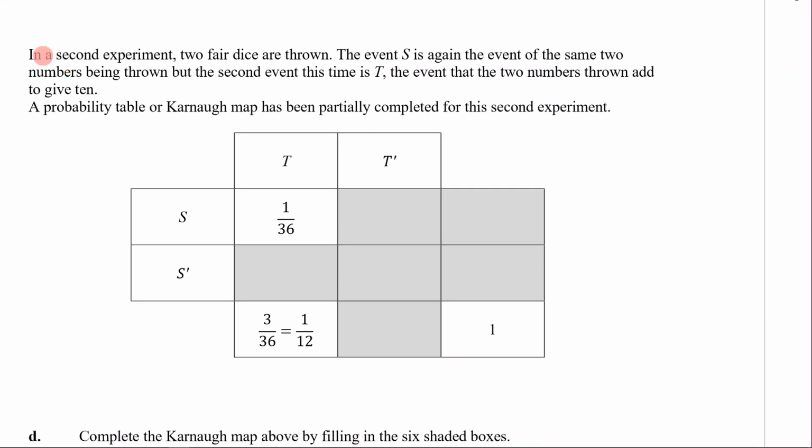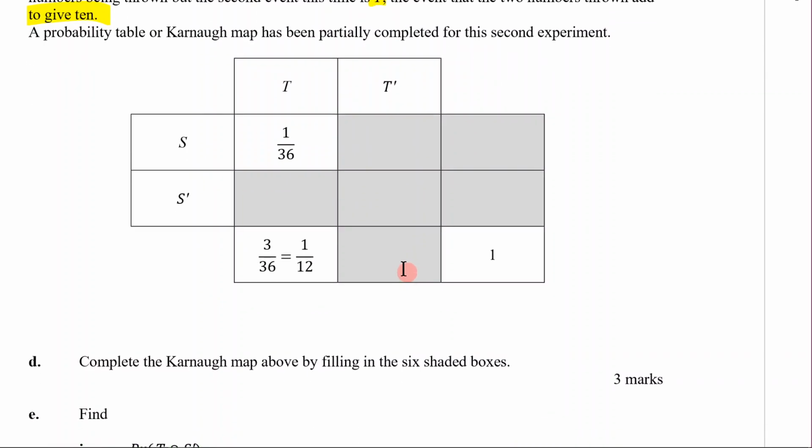Okay, in a second experiment, 2 fair dice are thrown. The event S is again the event of the same 2 numbers being thrown, but the second event, this time T, is the event that the 2 numbers thrown add to give 10. Oh boy. A probability table or Karnaugh map has been partially completed for the second experiment. We're going to have to figure out the shaded boxes here. Okay, so let's get out a pen and let's see how we go here.